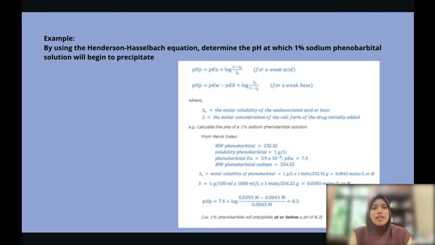By using the Henderson-Hasselbalch equation, you can actually determine the pH at which 1% sodium phenobarb will begin to precipitate. I would not expect you to be able to do this calculation for this paper, as I believe you already learned this in another chemistry paper. I just want you to know that you should be able to relate or link between the different papers that you take. Okay, so you learn about this Henderson-Hasselbalch in chemistry paper, but the application is actually in formulating a product.